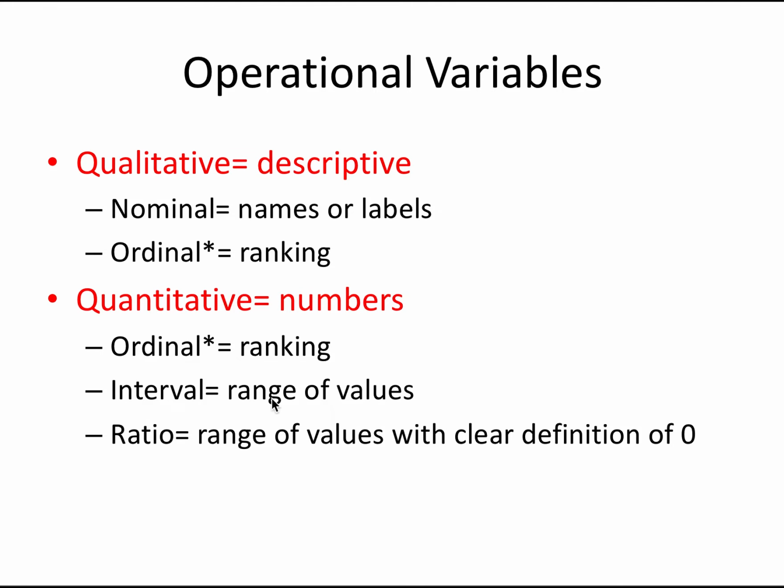Interval variables are a range of values. So examples of interval variables include temperature, pH scale, SAT scores, etc. And lastly, we have ratio variables, which involve a range of values again, but with a clear definition of 0. So examples of ratio variables include reaction rate, pulse, weight, length, temperature in Kelvin, where we have an absolute 0, basically an interval variable, but with a clear 0 point.